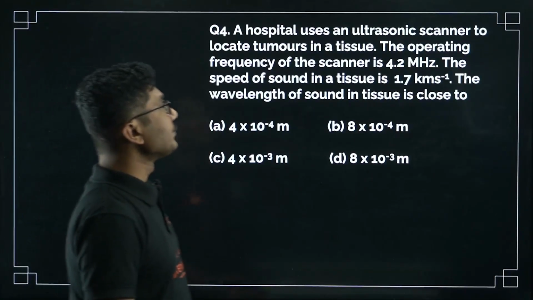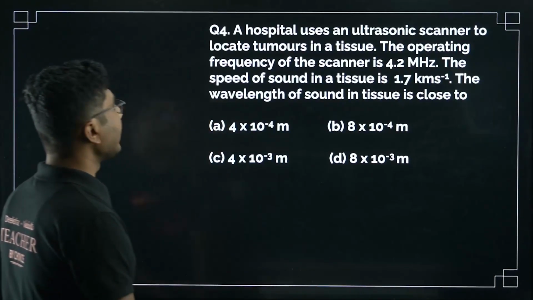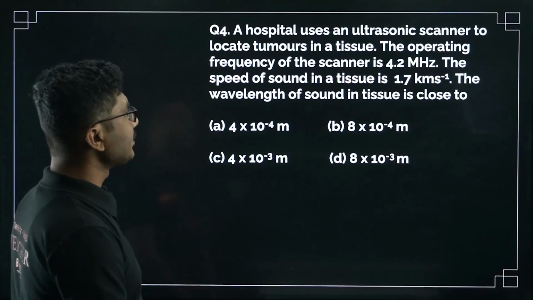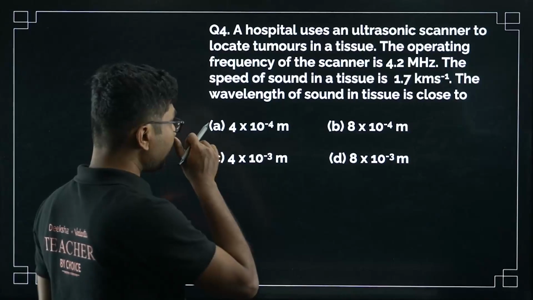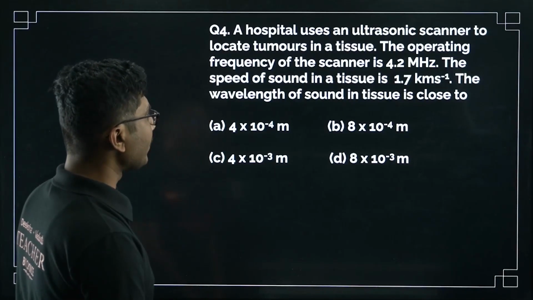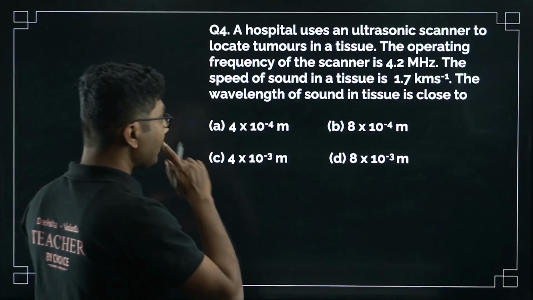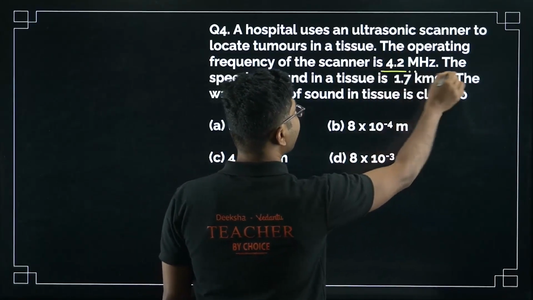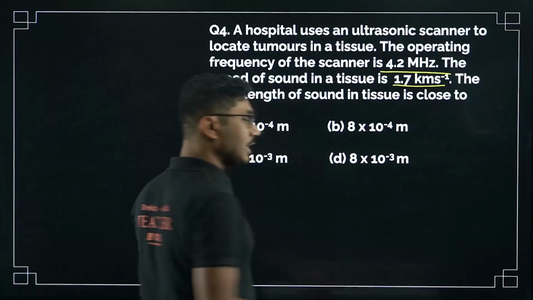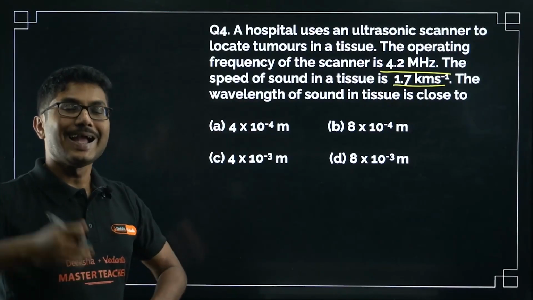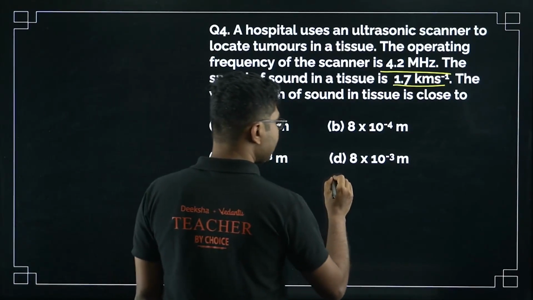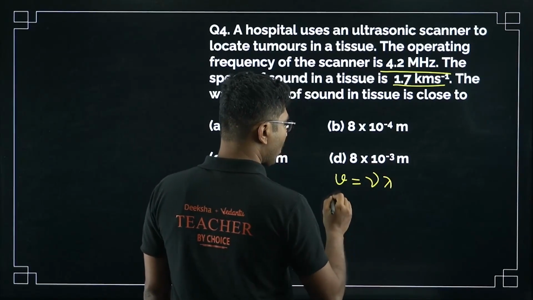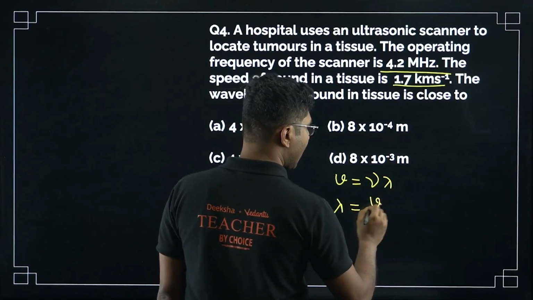A hospital uses an ultrasonic scanner to locate tumors in a tissue. The operating frequency of the scanner is 4.2 megahertz. The speed of sound in a tissue is 1.7 kilometer per second. The wavelength of the sound in tissue is close to. So we know that frequency is given and velocity is given. What is the relationship between frequency, velocity and wavelength? The relationship is v equals frequency into lambda, or lambda equals v by nu.